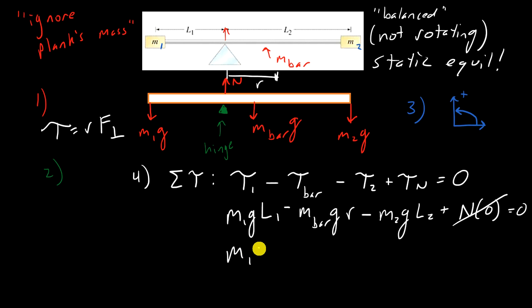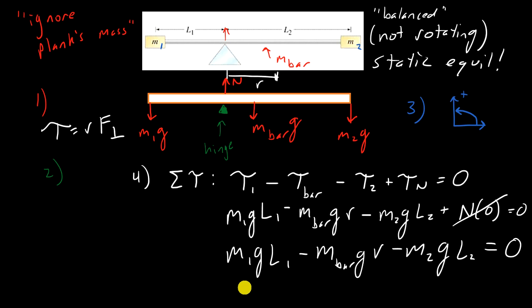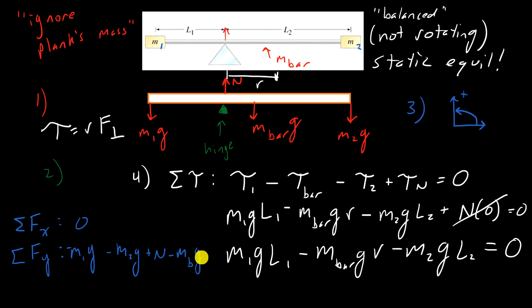And then obviously, based on the info in the problem, you might be able to solve for this: mass of the bar times g times r minus m2g L2. If it's not rotating, it equals 0. And then you might continue in the problem. Maybe you would look at the sum of the forces. The sum of the forces in the x direction is 0. Sum of the forces in the y direction would be m1g minus m2g plus the normal force minus the mass of the bar times g. That all adds up to 0.